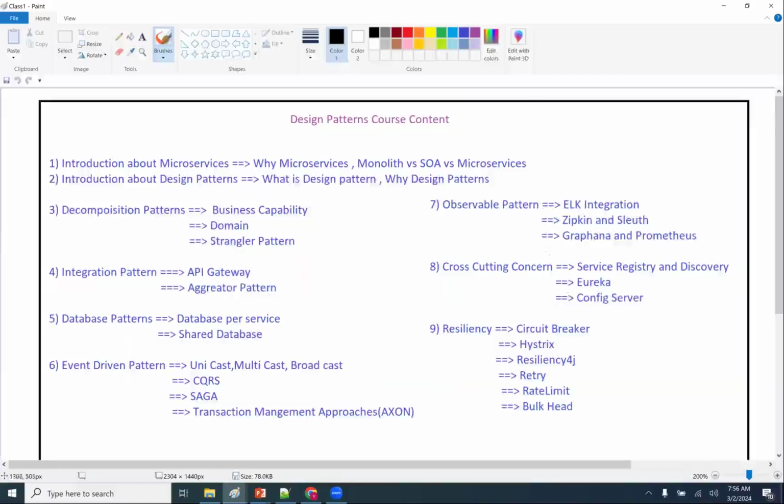In the course content: introduction about microservices, why microservices, monolith versus microservices. SOA we don't require, guys. It's unnecessary. Introduction about design patterns, why design patterns, what is a design pattern. These two points I explained completely in depth, guys. So we are going to start the real subject from Monday onwards, and the count of the classes will start from Monday.